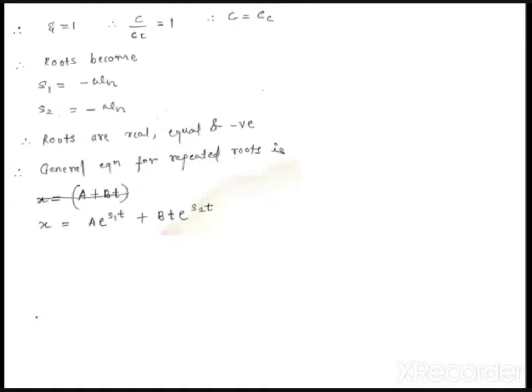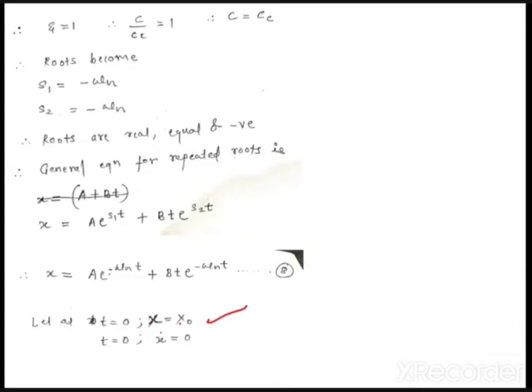Very important. Okay. Now, x is equal to (A + B t) e raised to minus omega n t. Now this equation is very easy. So this is equation number 8. Now let t is equal to 0, initial condition: x is equal to x0 at t is equal to 0, and x dot is equal to 0.